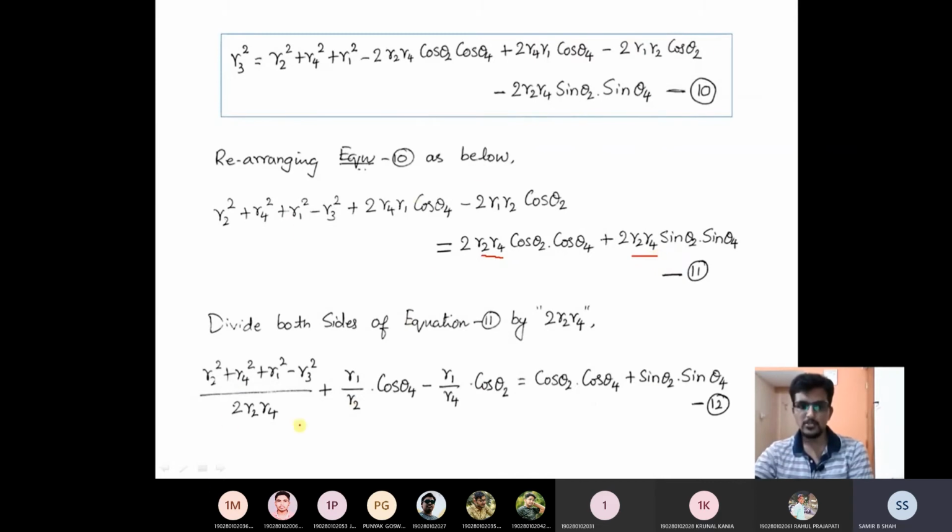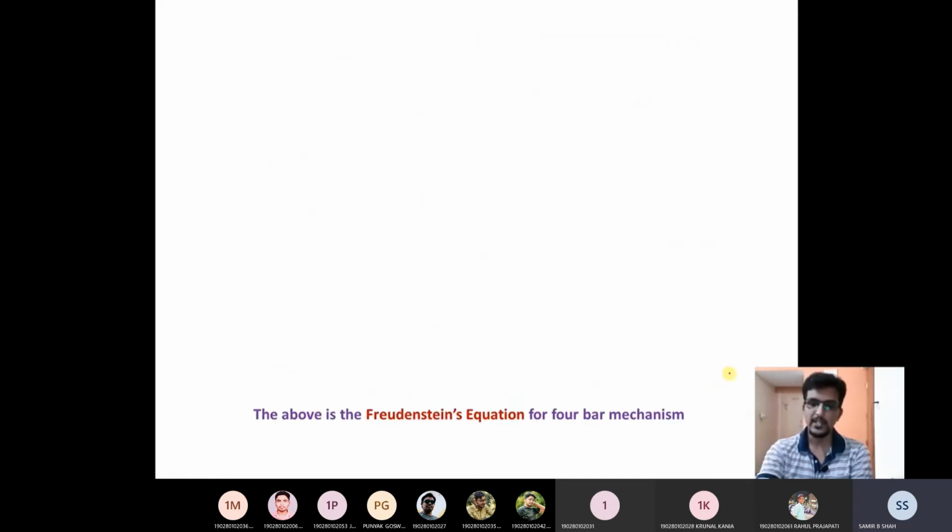After doing that, the resulting equation has been shown as equation number 12. So R2 square plus R4 square plus R1 square minus R3 square, the entire thing divided by 2 R2 R4. Then 2 R4 R1 by 2 R2 R4 times cos theta 4: here R4 gets cancelled, 2 also gets cancelled, so you get R1 by R2 cos theta 4. Here R2 gets cancelled, so you get R1 by R4 cos theta 2. So you get only cos theta 2 cos theta 4 plus sin theta 2 sin theta 4.